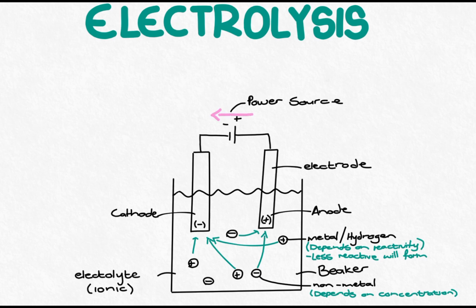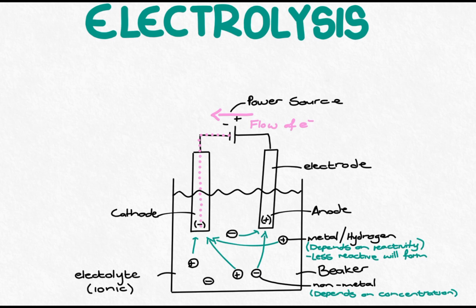Now during electrolysis, current needs to flow around the circuit. In order for this to occur, charge must be transferred around the circuit. Now remember, current is a measure of the rate of flow of charge by the charge carriers. The power supply will provide the cathode with a supply of electrons. This will cause the cathode to become negatively charged.